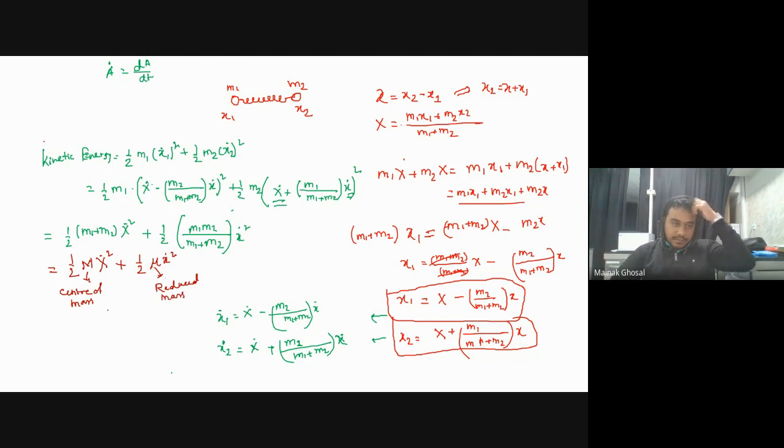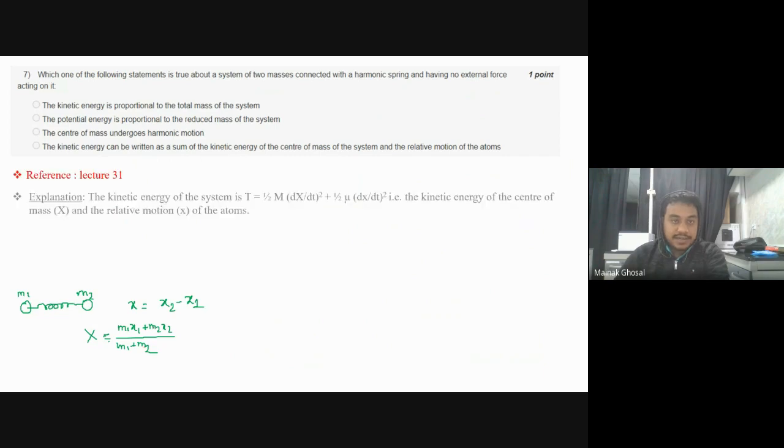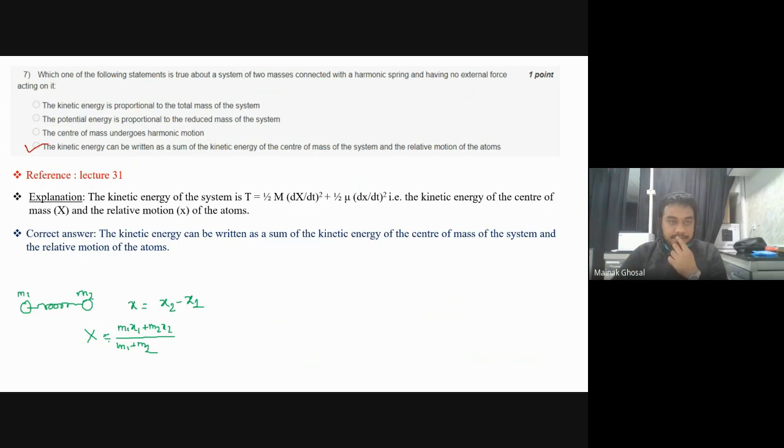Okay. So what is the final expression? The total T is the summation of kinetic energy corresponding to this center of mass coordinate, and this is the kinetic energy which corresponds to the relative reduced mass coordinate. So now I'm going to the question, that the kinetic energy can be written as a sum of kinetic energy of the center of mass and the relative mass of the system or relative mass of the atom. So this is the correct answer. I have proved it. Okay.